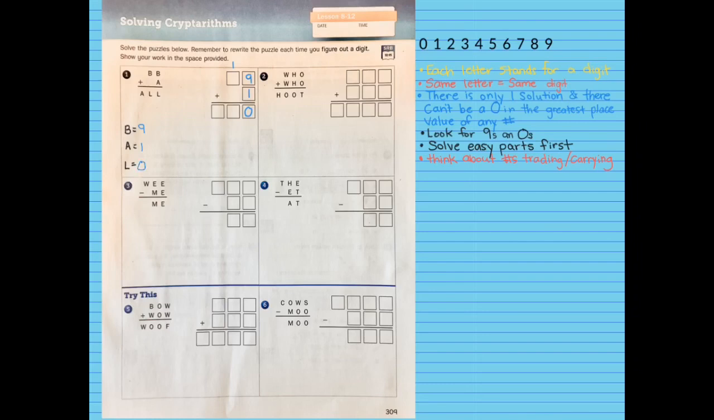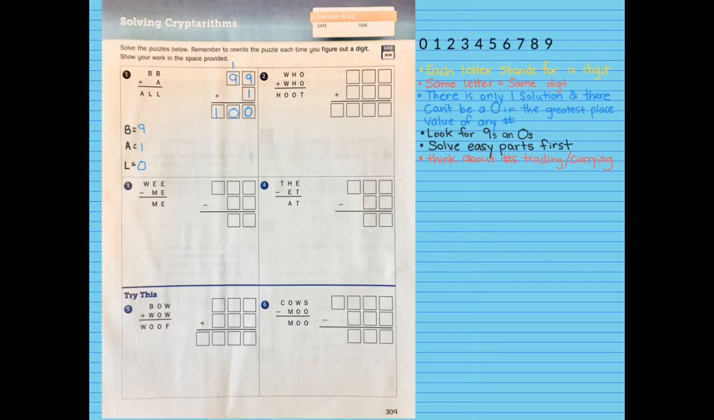Okay, so then we've got just a few other letters. If we think A is 1, is there another A on our list here? Yeah, there's another A that goes there. And what were the B's? We were thinking B equals 9, and we think L equals 0.